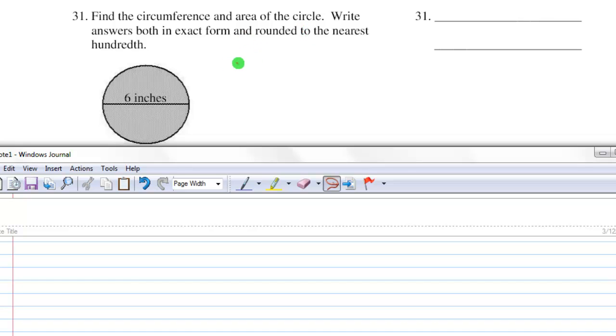In this problem, we're going to find the circumference and the area of the circle, and we want the answers both in exact form and rounded to the nearest hundredth. And you can see that our circle has a diameter of 6 inches, which means that the radius is 3 inches.